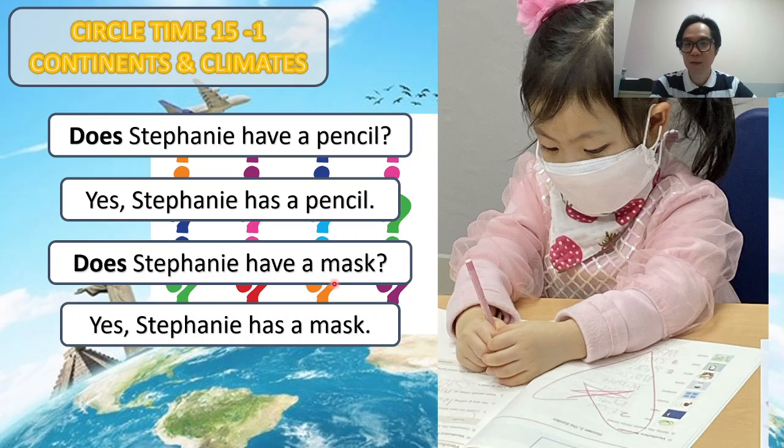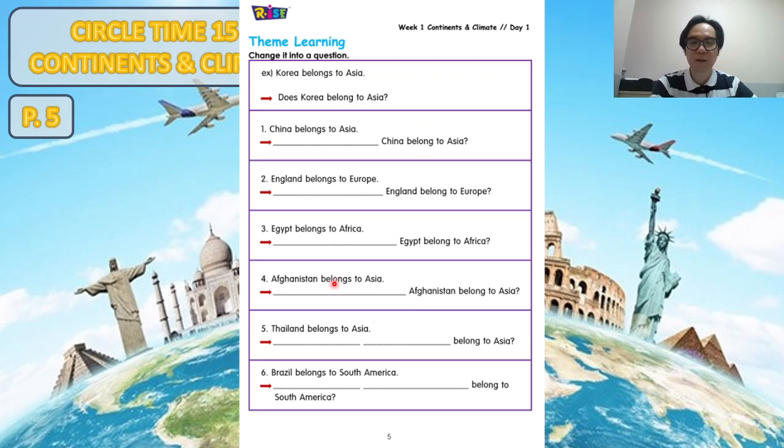Okay, now are you ready to do our exercises? Look here on page 5, and our example says, Korea belongs to Asia. Period. Here is our answer. Korea belongs to Asia. So, what's the question we need to ask to get this answer? Beside the red arrow, we write, does. Does Korea belong to Asia? And the answer is, Korea belongs to Asia.